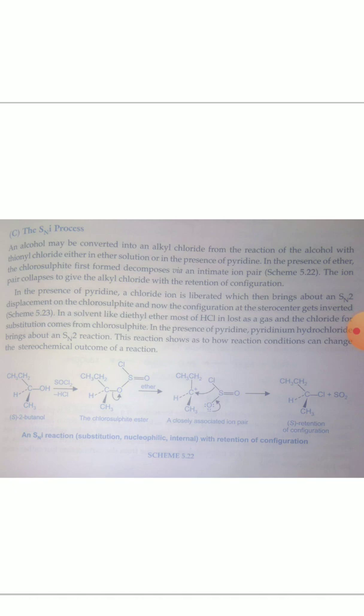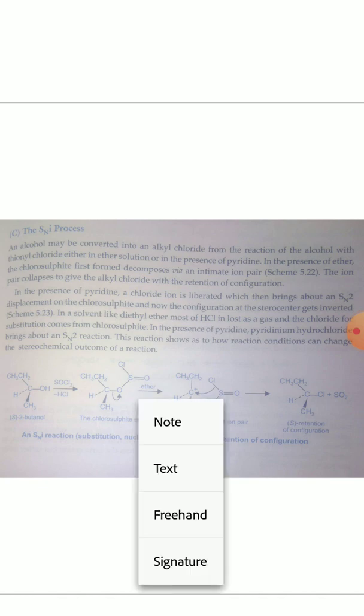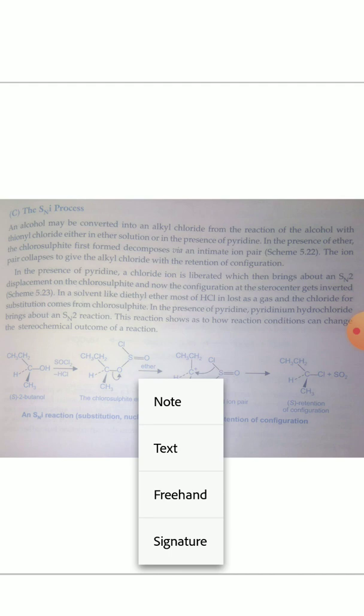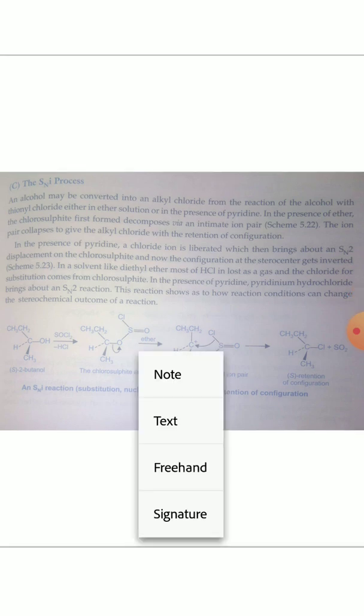In the presence of ether, the chlorosulfite first formed decomposes via an intimate ion pair. The ion pair collapses to give the alkyl chloride with retention of configuration. In the presence of pyridine, the chloride ion is liberated, which then brings about an SN2 displacement on the chlorosulfite, and now the configuration at the stereocenter gets inverted.